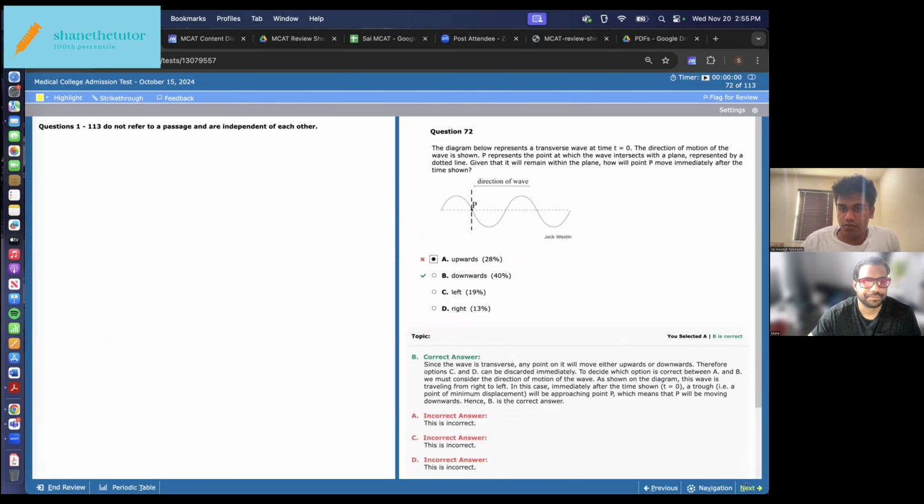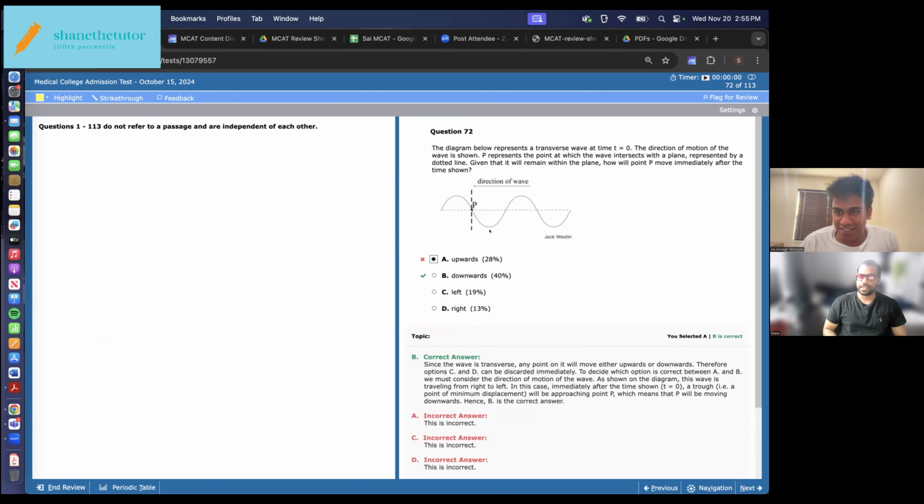Okay. This question was a little weird. I don't really know why the P... shouldn't, if the direction of the wave is going up and if the wave is going this way, shouldn't the P be going up? Why is the P going down?